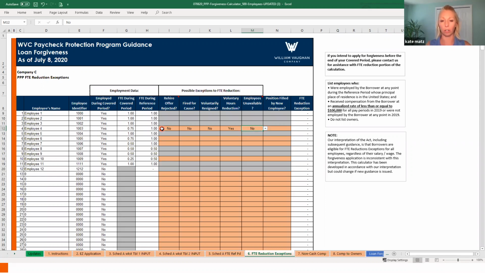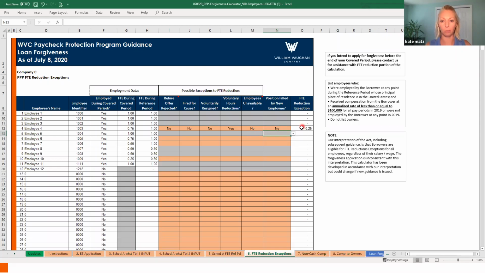You could have a reduction, or you could have an exception to your reduction there. So we'll say no for that one. Last column then was the position filled by a new employee. So if you had reductions for any of these reasons, but you were still able to replace that FTE by hiring somebody else or increasing somebody else's hours, you need to answer yes here. In our case, we're going to answer no.